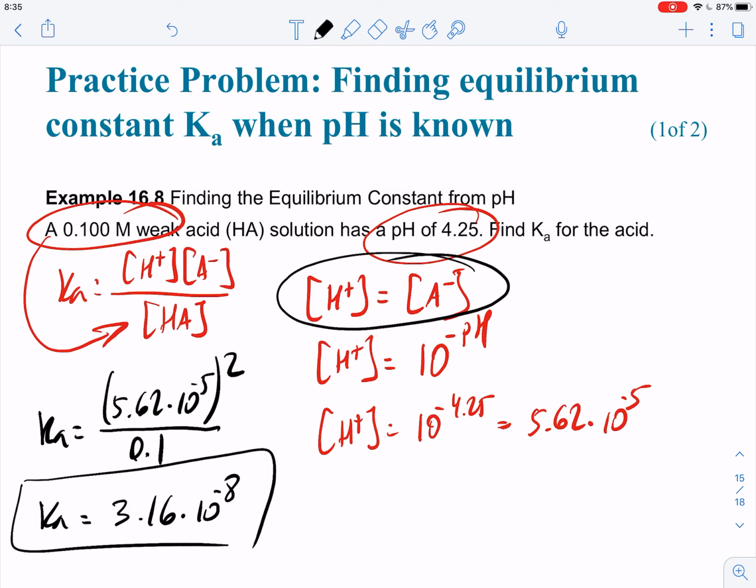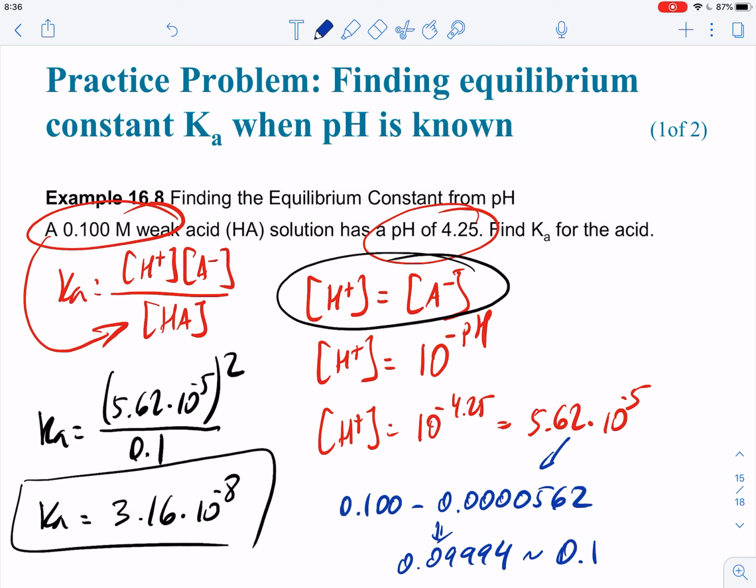Okay, so what I was saying is that before, 0.100 minus 0.0000562, which is this number, is equal to 0.9994, and I don't know about you, but to me this is pretty much 0.1. Okay, so there is no big impact there. It's a concentration rather small that makes you feel as if the initial concentration of acid didn't change.